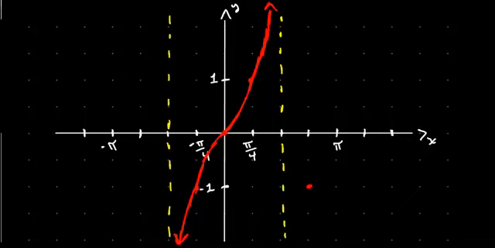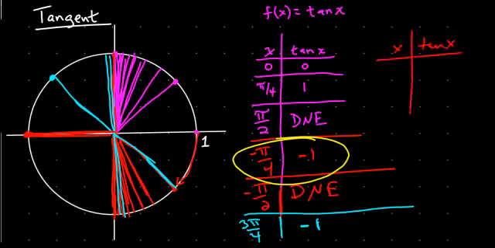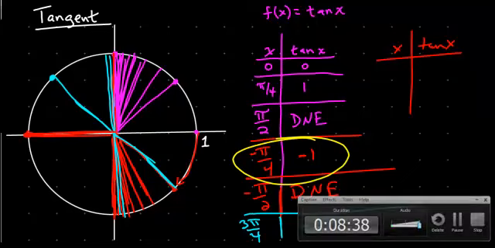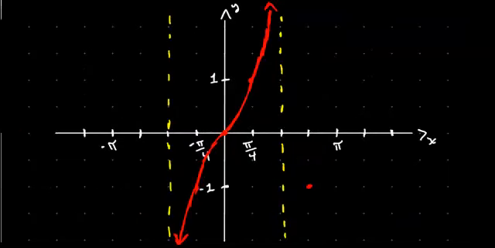And at pi, what's it going to be? At pi, what's the slope of that line? Well, clearly the slope of that line is 0. So at pi, we're going to get the tangent of pi. There it is clearly 0. So we have that one.